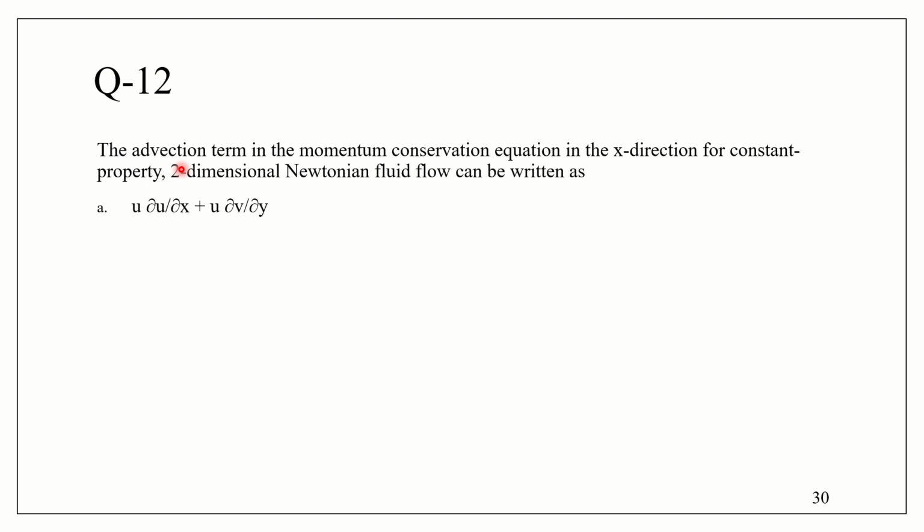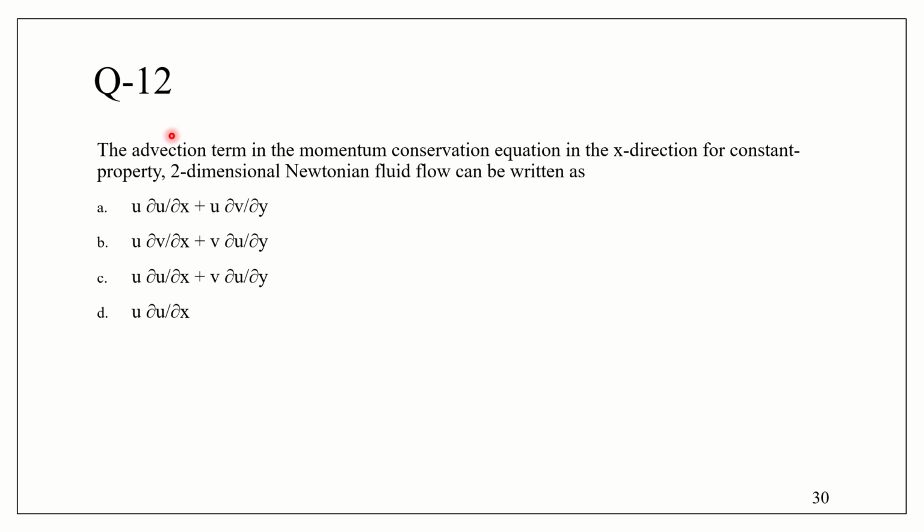So what is the answer? Option A, it is u dou u by dou x plus u dou v by dou y. Option B, it is u dou v by dou x plus v dou u by dou y. Option C, it is u dou u by dou x plus v dou u by dou y. Option D, it is u dou u by dou x.